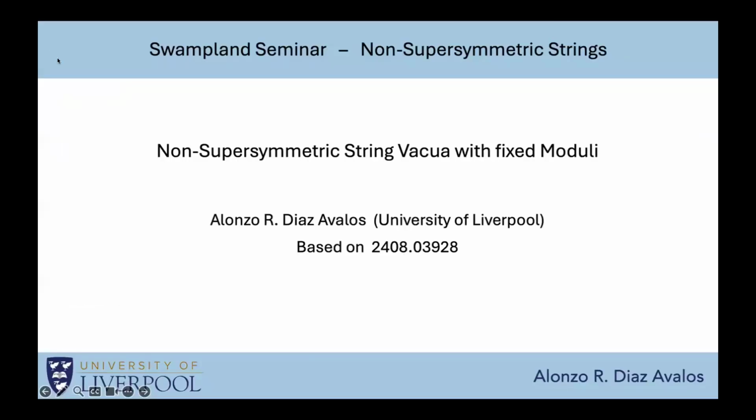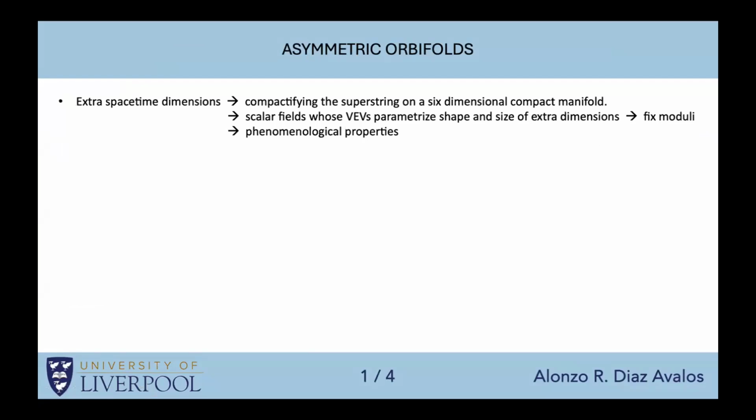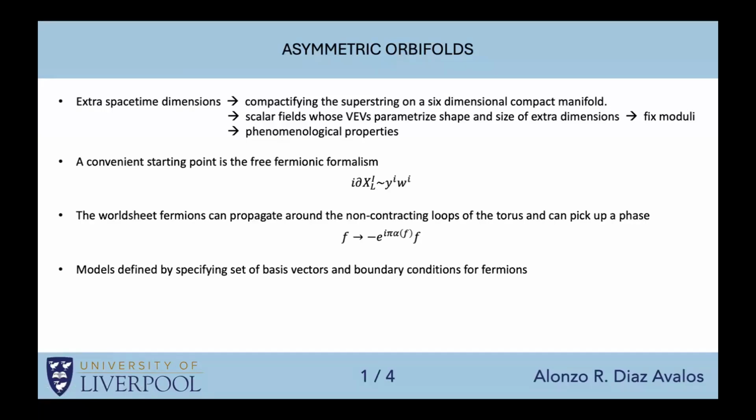So I'm going to talk about our last work, which is non-supersymmetric vacua with fixed moduli. As we know, string theory allows for additional degrees of freedom, which we interpret as additional space dimensions. These additional space dimensions also give rise to additional scalar fields, which parameterize the shape and size of the extra space dimensions. And this also gives the phenomenological properties that we might want.